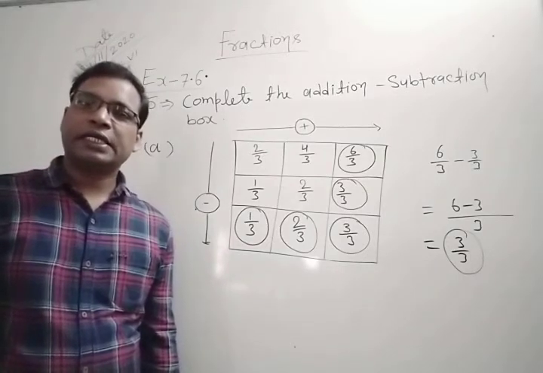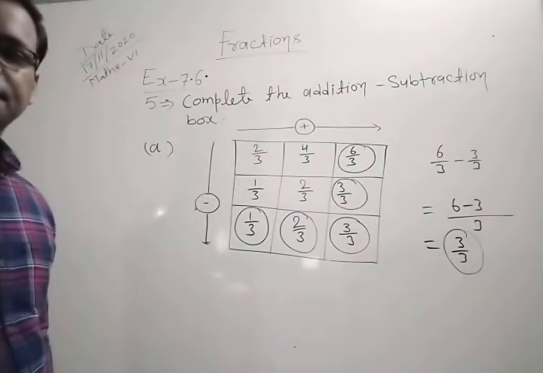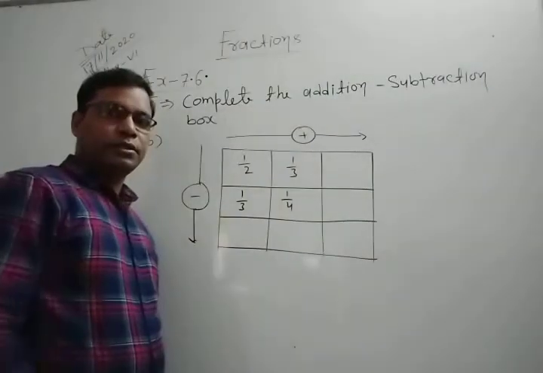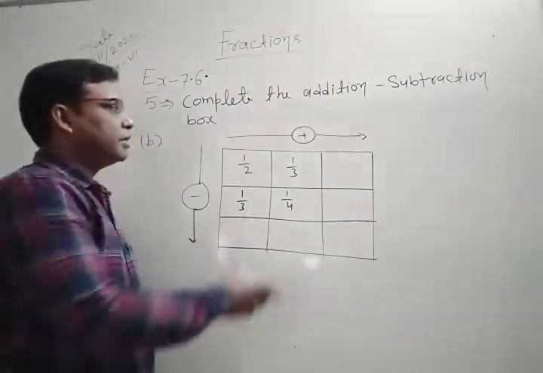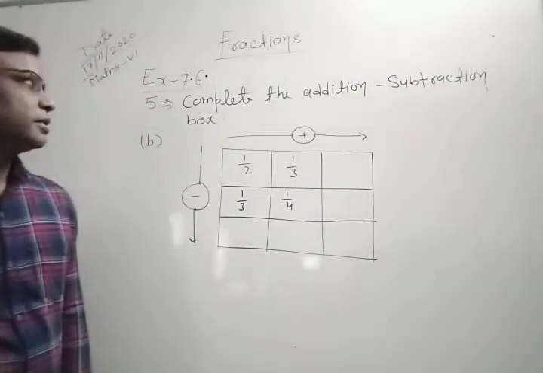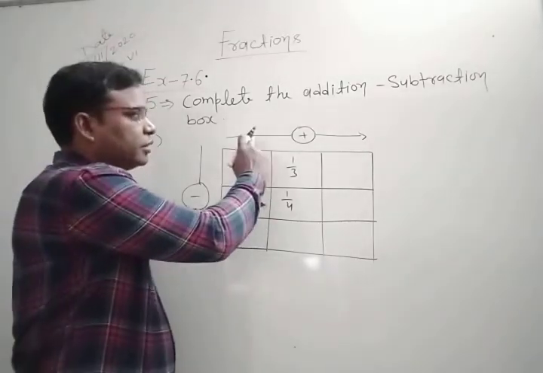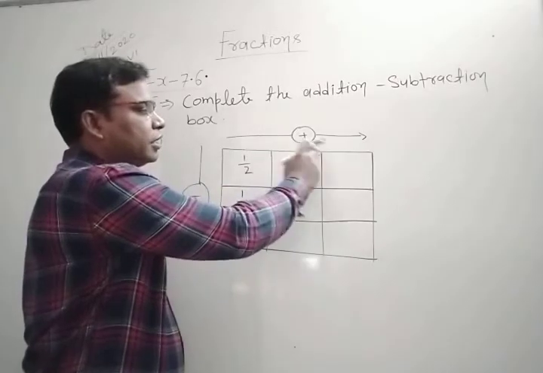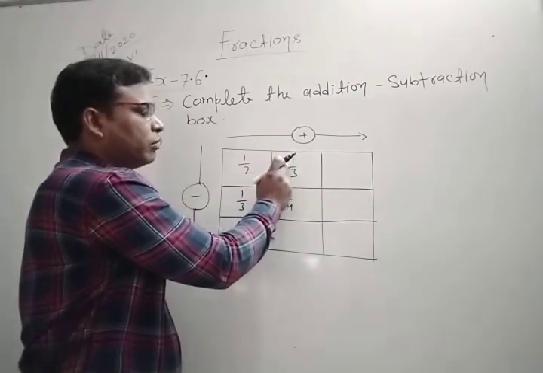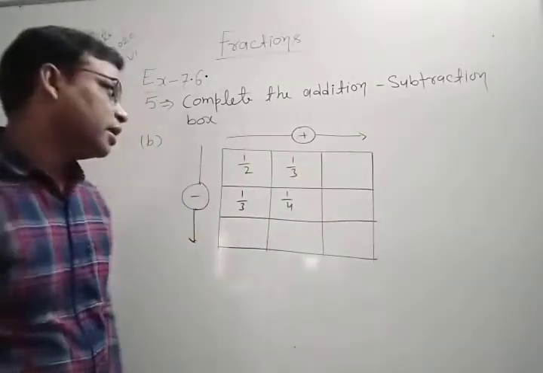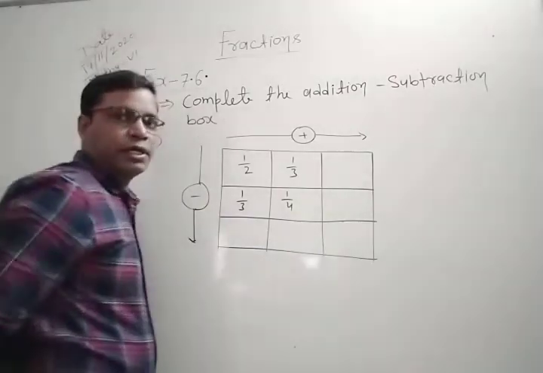What is in the next part, part B of question number 5? Let's see. So here you can see this is part B of question number 5. We need to complete the addition subtraction box. If you add them, you can sum this 1 by 2 and 1 by 3, then you can fill here. Again you can sum 1 by 3 and 1 by 4, then you can fill right here.